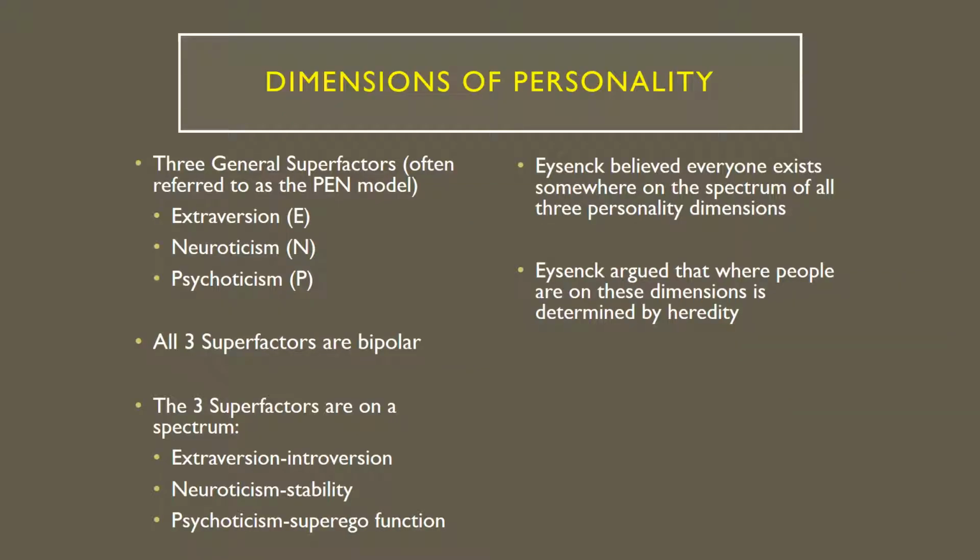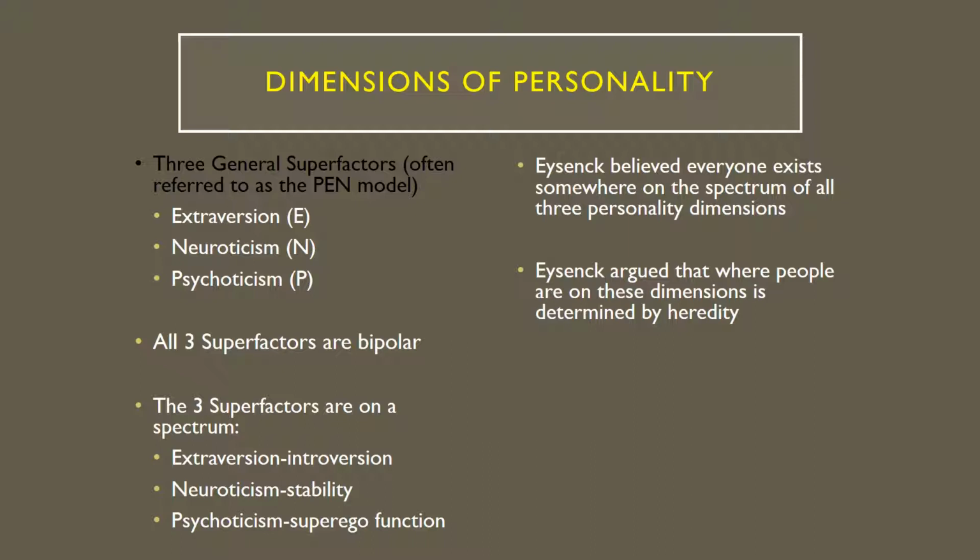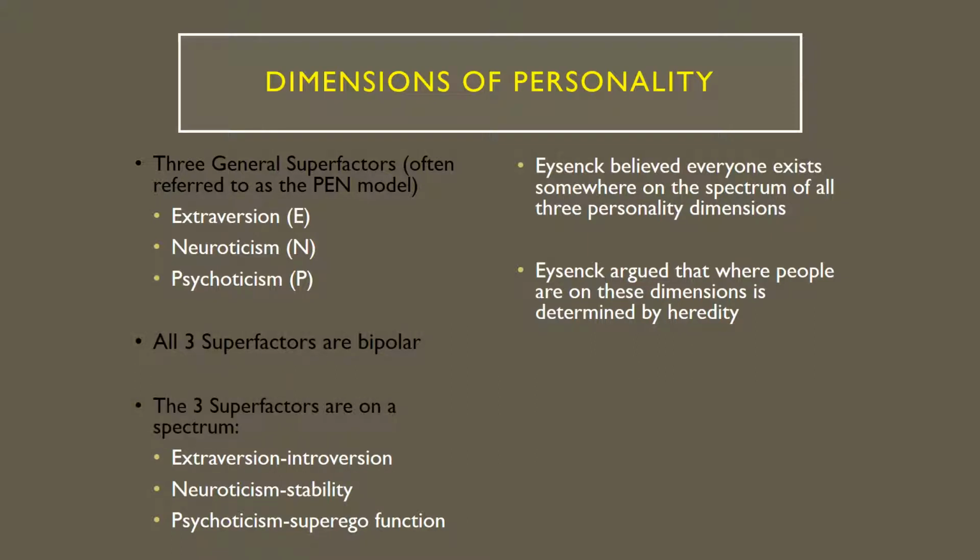Although many dimensional models exist, Eysenck's methods of measuring personality limited the number of bipolar personality types to only 3, sometimes referred to as the PEN model: extroversion, neuroticism, and psychoticism. Although he did not rule out the possibility that further dimensions may be added later. All 3 are bipolar, and all the superfactors are on a spectrum, with extroversion being at one end of factor E and introversion occupying the opposite pole.